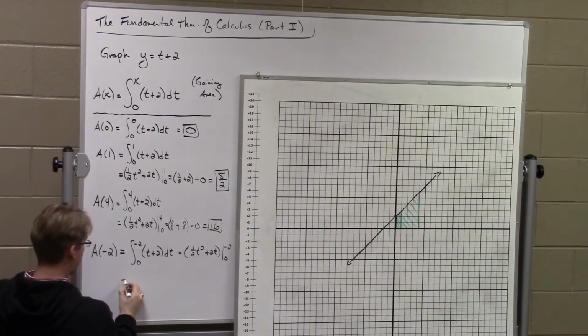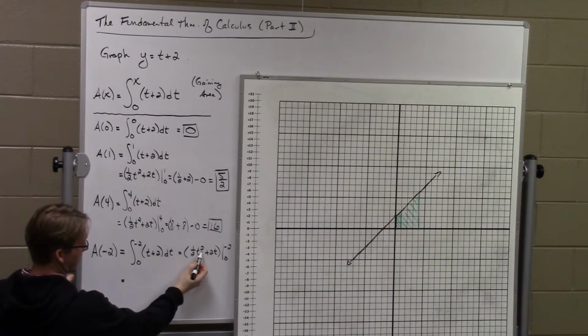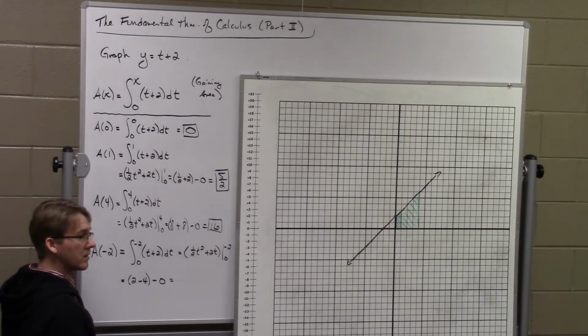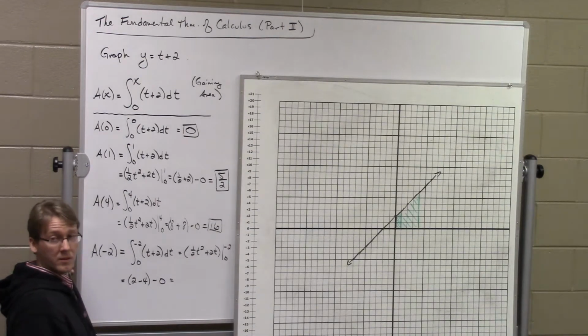All right, let's stick in -2. -2 squared is 4, half of that is 2. 2 times -2 is -4. Stick in 0, we get 0, for a grand total of... Don't you do it the other way around? I'm doing it in the order that the fundamental theorem part 1 tells me to do, top minus bottom.